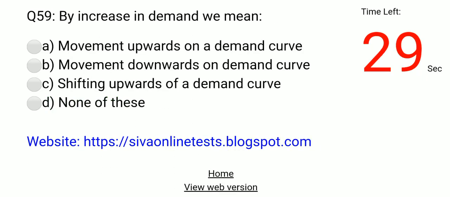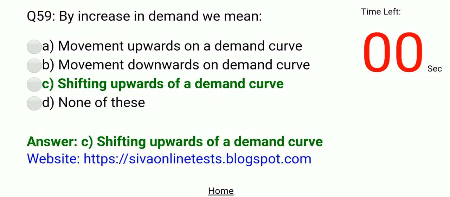Question 59. By increase in demand we mean. Options. A. Movement upwards on a demand curve. B. Movement downwards on demand curve. C. Shifting upwards of a demand curve. D. None of these. Answer. C. Shifting upwards of a demand curve.